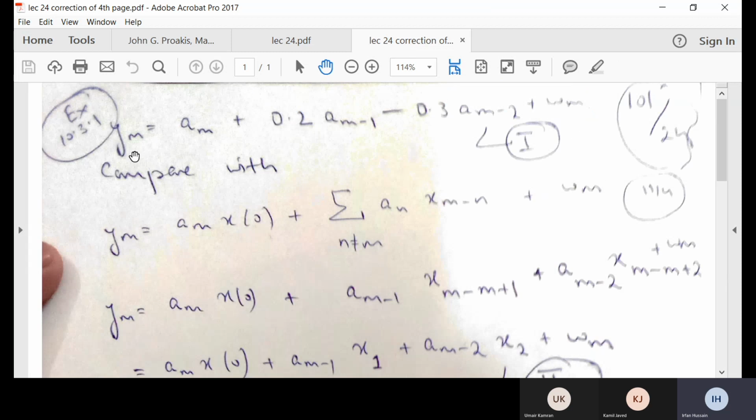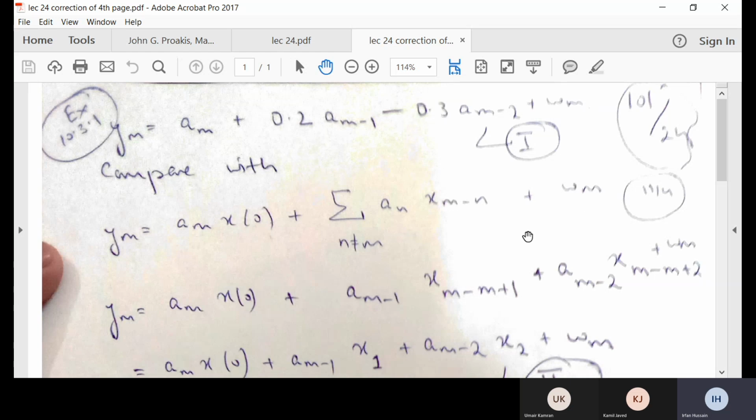Here you can see that we actually needed just A_m, for the mth sample, sampling time mT, you needed only A_m, but you're also getting these two ISI terms.